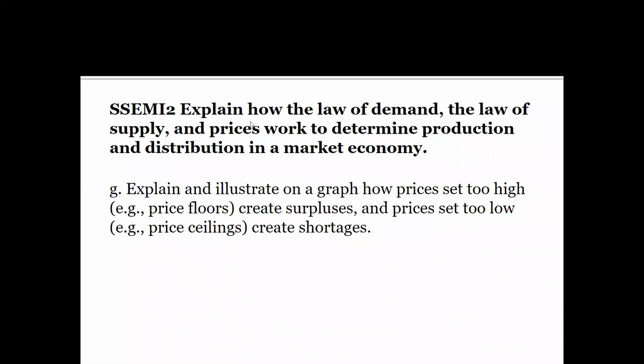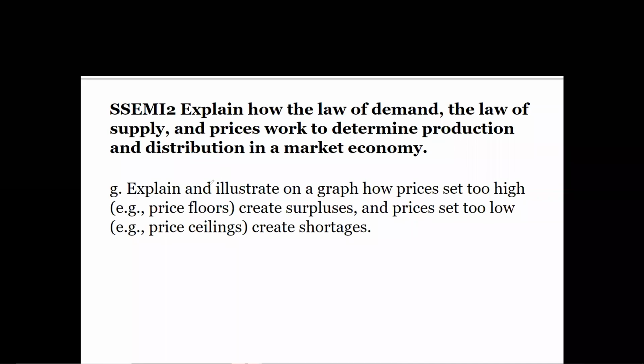Standard, explain how the law of demand, law of prices, distribution, we talked about that before. Now, substandard G: explain and illustrate on a graph how prices set too high and too low create surpluses and shortages. Now, we've already talked about this. We just talked about surpluses and shortages.